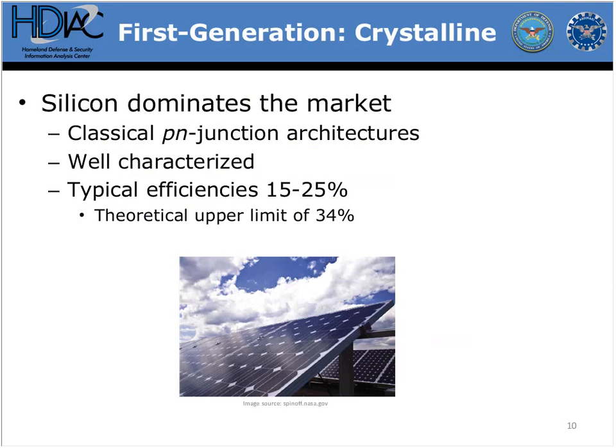I'll start with the first generation. PV designs are often categorized by generation, so I'll stick to that nomenclature to keep things consistent. First generation is known as the crystalline or polycrystalline PN junction. It's the most simple type of solar cell, and the type that's been around the longest. Silicon really dominates this market. It's well characterized. It's standing on the shoulders of the entire microchip industry, so there's a ton of understanding of silicon.